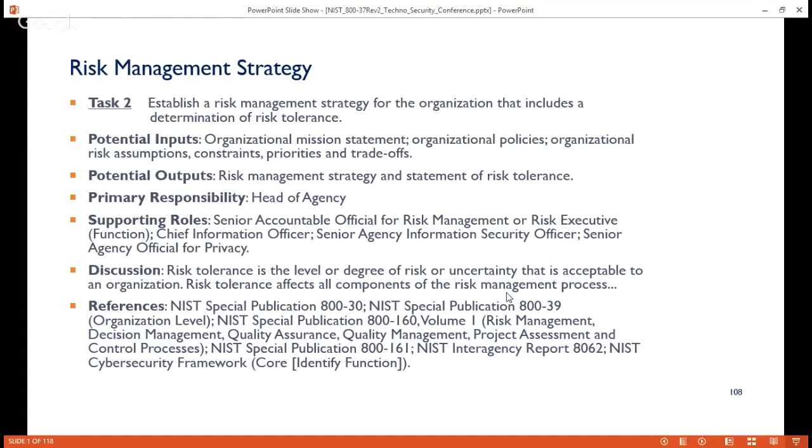So your risk management strategy, here's task 2. This is a sample task. It gives you a definition of task 2. Establish a risk management strategy for the organization that includes a determination of risk tolerance. It tells you that your potential inputs are your mission statement, your policies, risk assumptions. Then it tells you that the output of the risk management step is the risk management strategy. Then you have the primary responsibility is the head of agency, your supporting roles, some discussion about that particular task, and then the references or the documentation that you need to support the work that you're doing there.